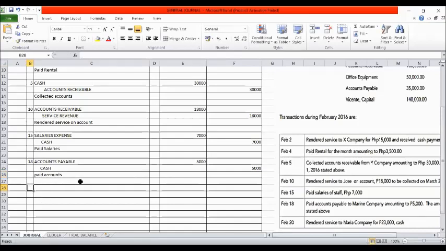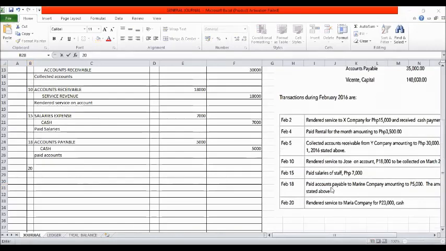Okay? So again, kapag nagbabawas tayo ng utang, debit accounts payable. Kapag nagkakautang tayo or dinadagdagan natin ang utang natin, credit accounts payable. Right. So who wants to try the February 20 transaction?